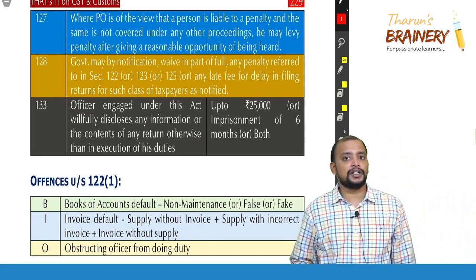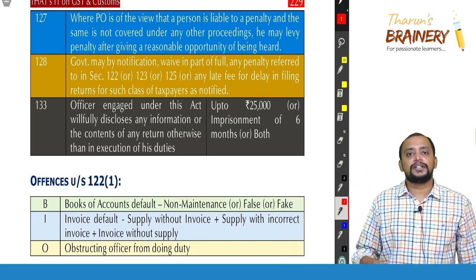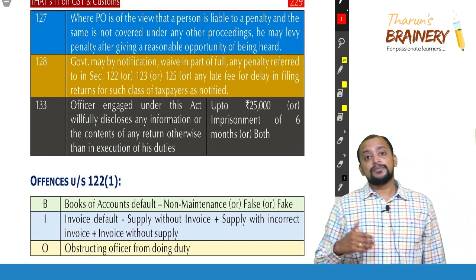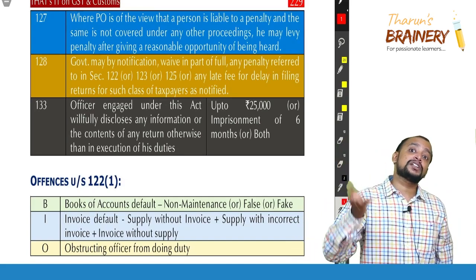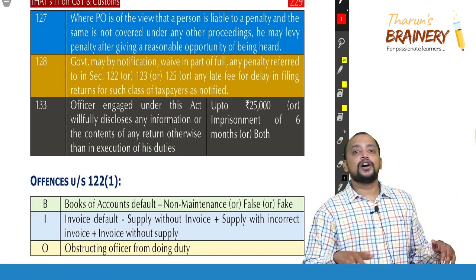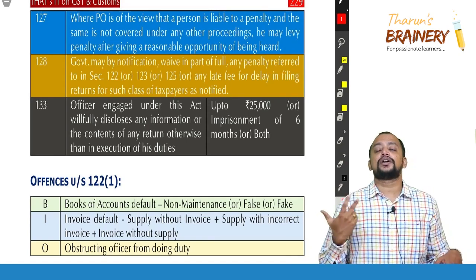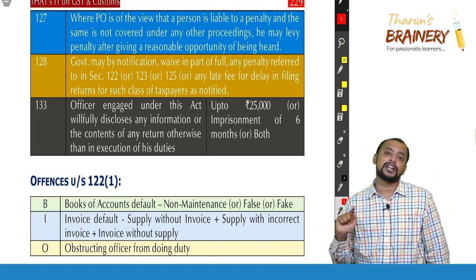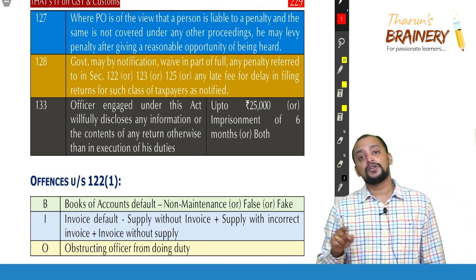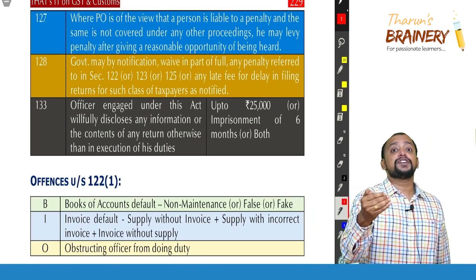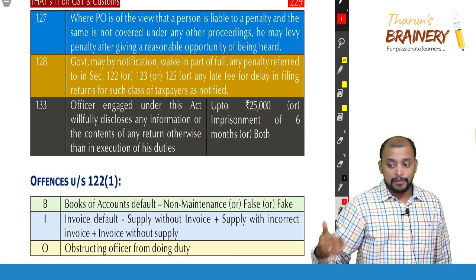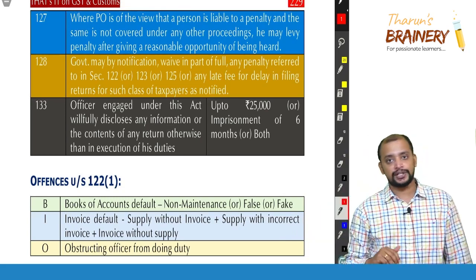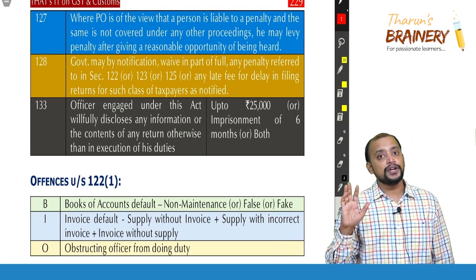Books of accounts default. I for invoice default. What is invoice default? Making supply without invoice, or giving invoice and not making supply, or giving a false invoice, or incorrect particulars in the invoice, is known as invoice default. B for books of accounts default, I for invoice default, O for obstructing an officer from doing duty. One officer is coming for search or inspection, and you are not allowing him to do the search. That is obstructing an officer from doing duty.